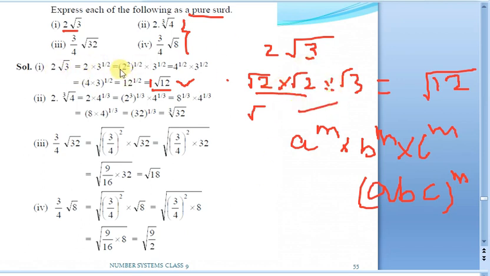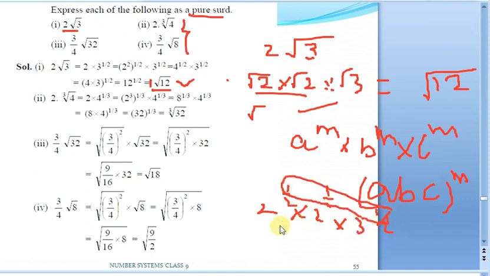Otherwise, you write 2 as 2 power 1 by 2 into 2 power 1 by 2. 2 power 1 by 2 into 2 power 1 by 2 is 2, and that is multiplied by square root of 3, which is 3 power 1 by 2. Now everything has a power of 1 by 2, so multiply the bases, it will be 12 power 1 by 2, again square root of 12. That is what we have to do whenever we need to convert a mixed surd into a pure surd. This is the first one.